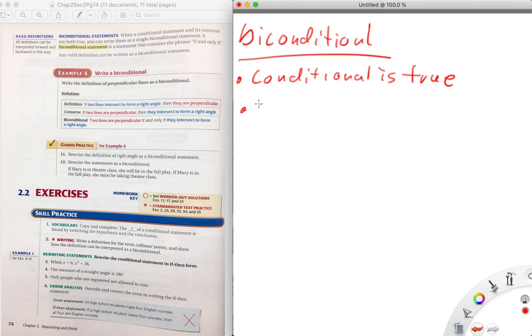and the converse, kiss my converse. For those who don't understand, that's an old movie reference. Go watch The Last Dragon if you've never heard of it before. Converse is also true. So when they're both true, we have a biconditional. And instead of saying if then, we use the phrase if and only if.